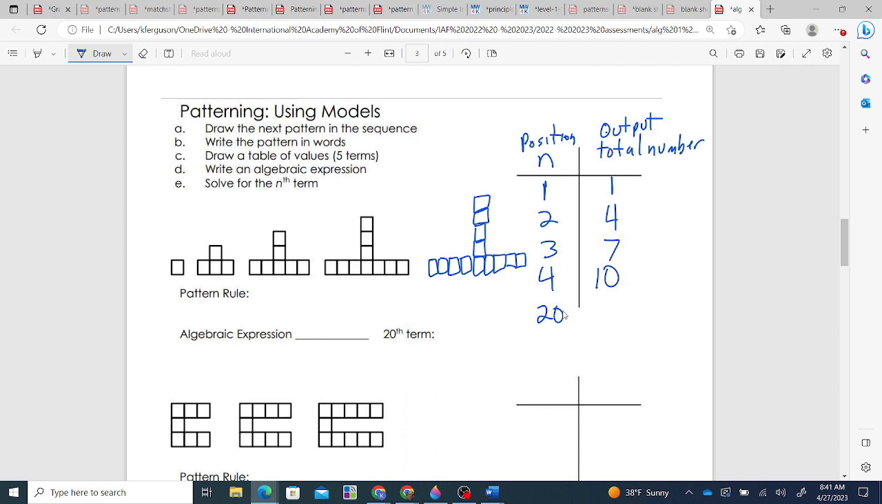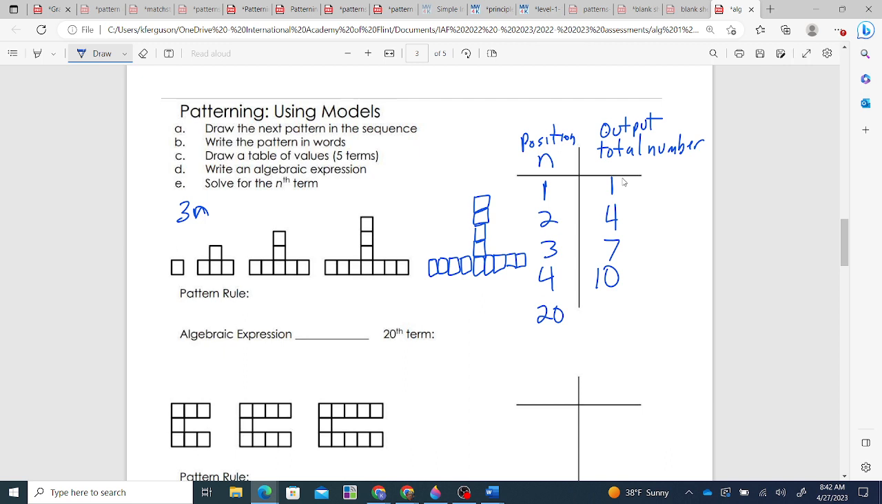Well, in order to get the 20th term, I need to figure out my function rule. So I started with 1, then I got to 4, and then I got to 7. So I know that I'm increasing by 3. So that's 3n. Now why is it 3n? Because I'm increasing by 3 each time.